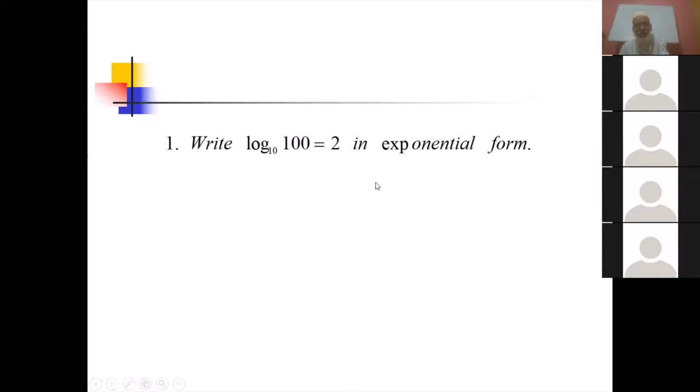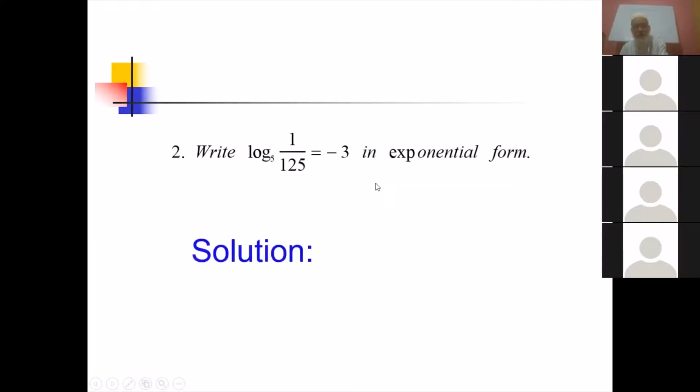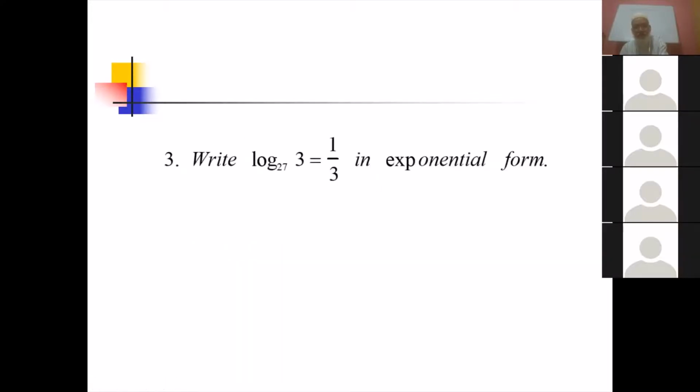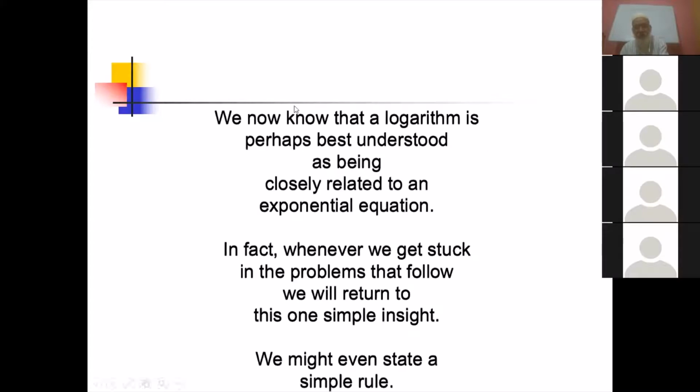Now, log 100 in exponential form. So we write, okay, similarly here, some examples we have already discussed. Log 3 is equal to 1 upon 3, 27 raised to power 1 by 3. So we know that the logarithm is best understood as being closely related to the exponential equation.